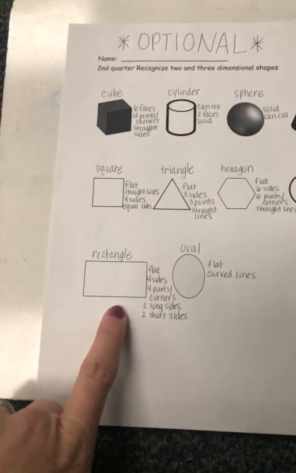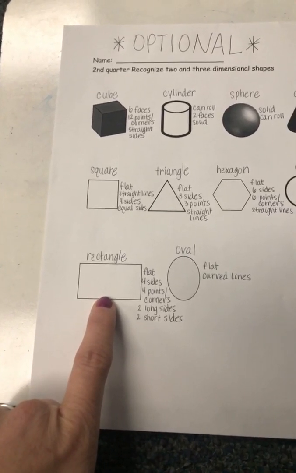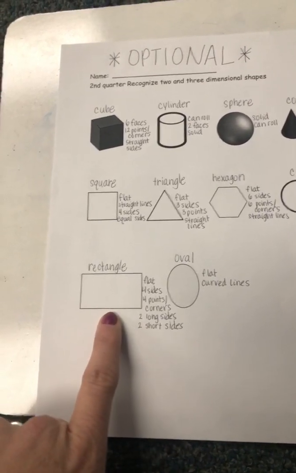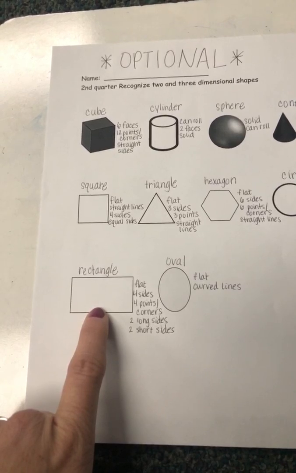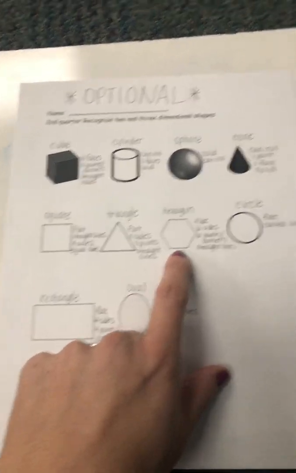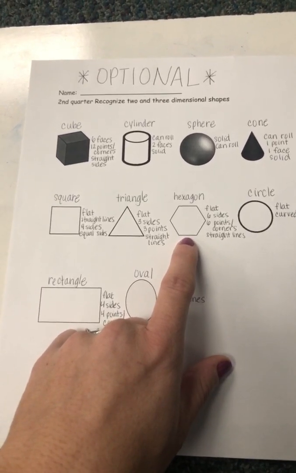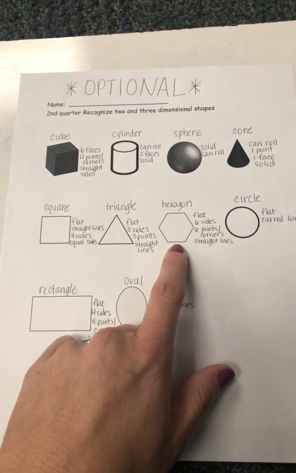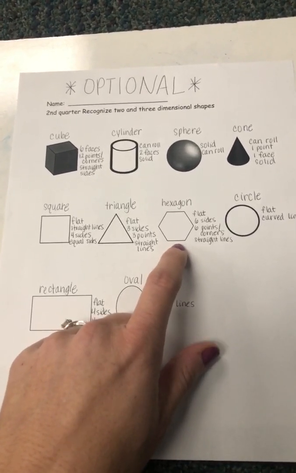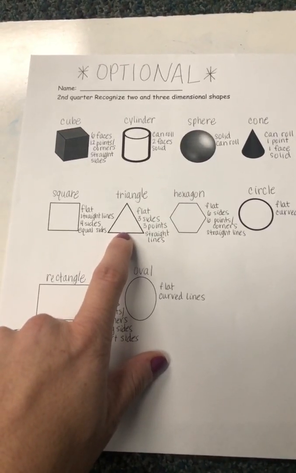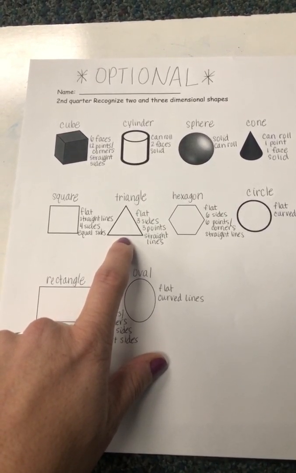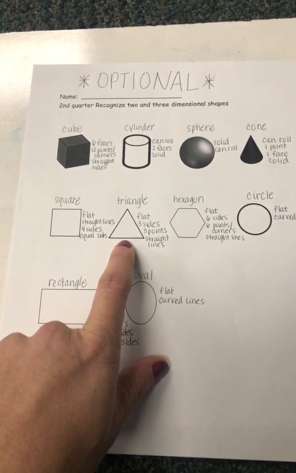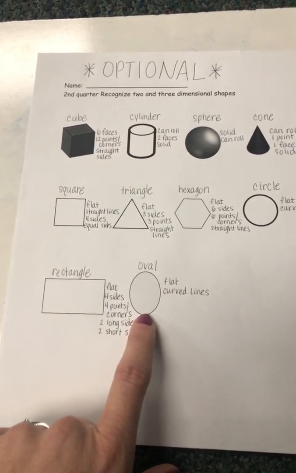How about this one? This is a flat shape that has 4 sides, 4 points or corners. And the sides are 2 long sides and 2 short sides. A rectangle. Good job. How about this one right here, friends? This shape is flat. It has 6 sides, 6 points or corners, and all of the lines are straight. Hexagon. This one right here. What is this shape, my friends? It's a flat shape, 3 sides, 3 points, and it has straight lines. Triangle.